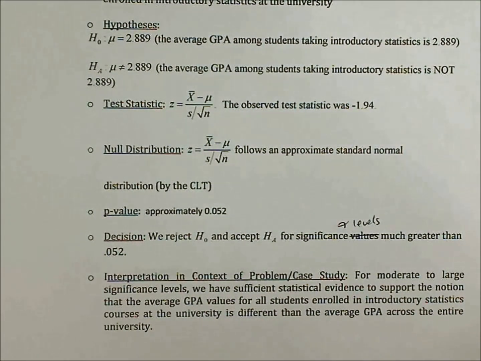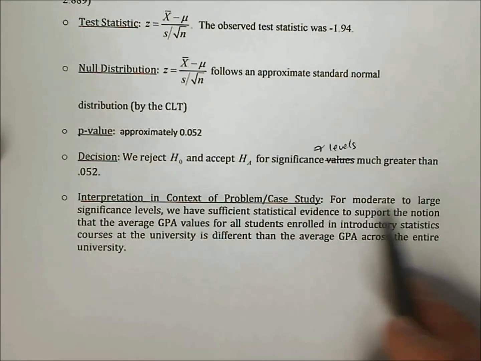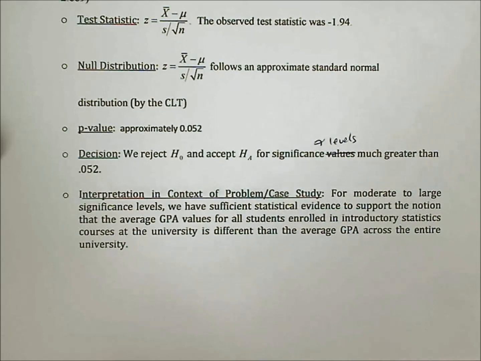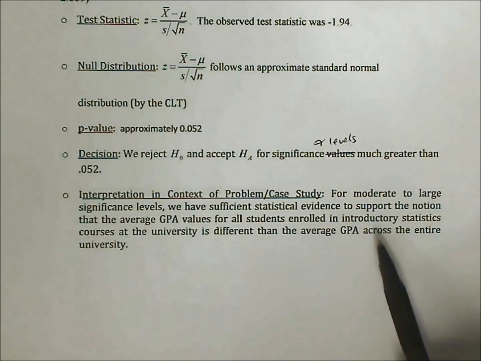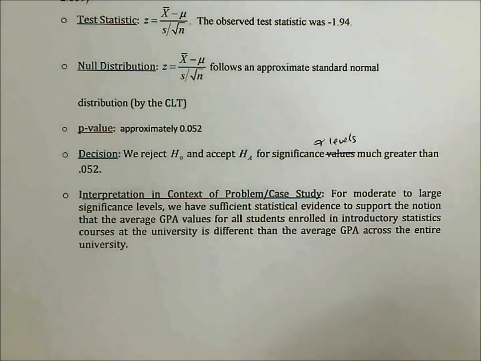Okay, so if we were more fearful of making a type 2 error and we set alpha to be closer to 10%, then we would reject H naught and accept HA. But on the other hand, if we were more fearful of making a type 1 error, then we might set alpha at 0.01, and so we would fail to reject H naught in that case. So the interpretation then is kind of a sliding interpretation. For moderate to large significance levels, we have sufficient statistical evidence to support the notion that the average GPA for all students enrolled in intro stats at the university is different than the average GPA across the entire university.